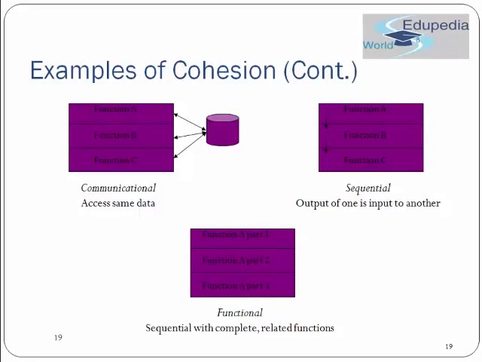Lastly, we have functional. That means it should be sequential and should have related functions. So you can see there's a function A and there's a part 1. Then there's again a function A, and it has another part 2. And then function A also has part 3. So there's a function which has related subparts, and these are sequentially accessible within that related function. So that is showing you something called functional cohesion.